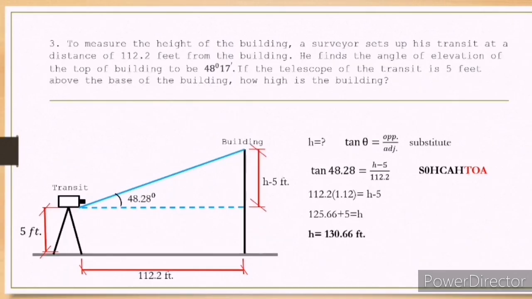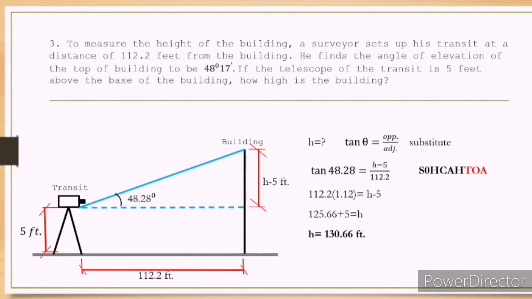The number 3 of trigonometry. To measure the height of a building, a surveyor sets up his transit at a distance of 112.2 feet from the building. He finds the angle of elevation of the top of the building to be 48 degrees 17 minutes. If the telescope of the transit is 5 feet above the base of the building, how high is the building?